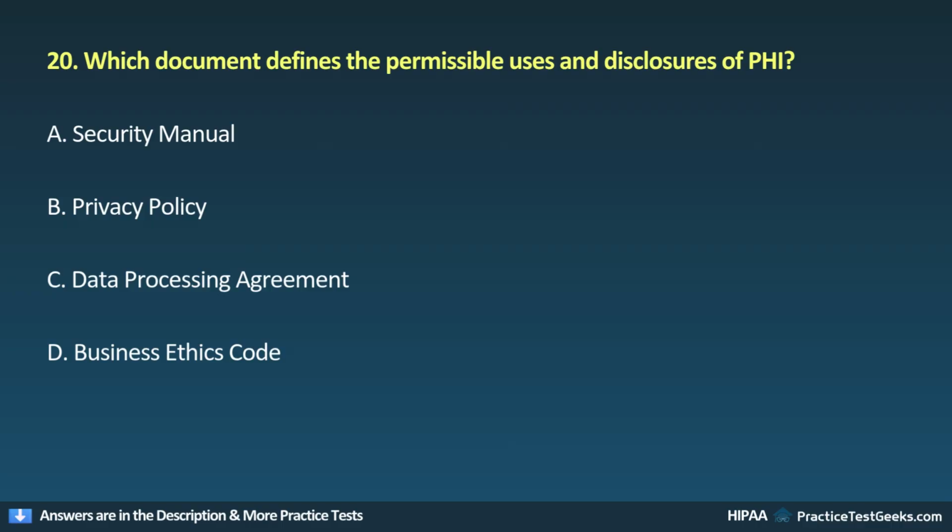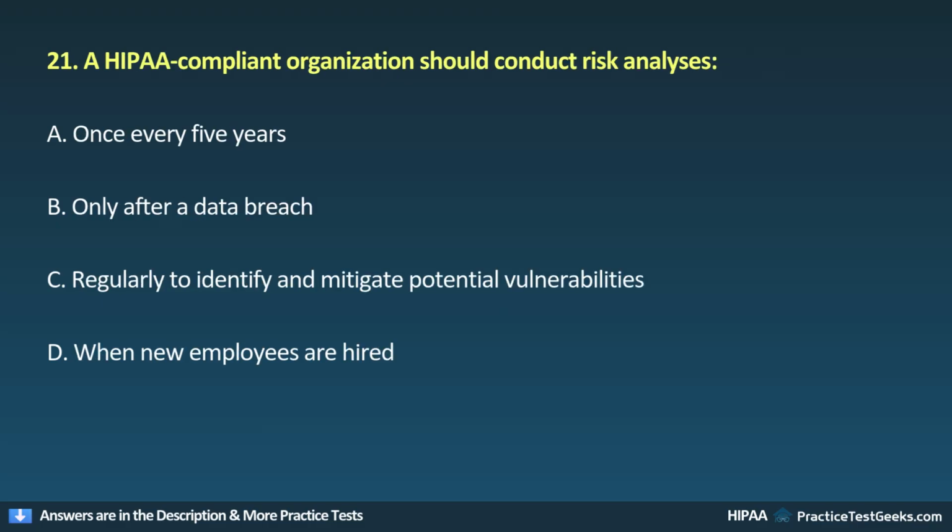A. Security manual. B. Privacy policy. C. Data processing agreement. D. Business ethics code. 21. A HIPAA-compliant organization should conduct risk analyses. A. Once every 5 years. B. Only after a data breach. C. Regularly to identify and mitigate potential vulnerabilities. D. When new employees are hired.